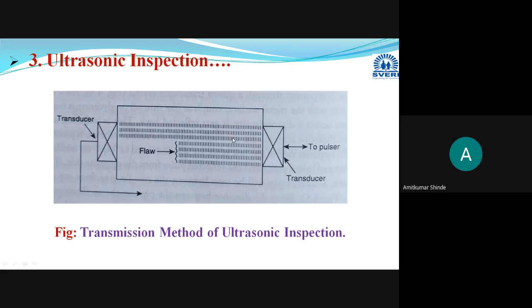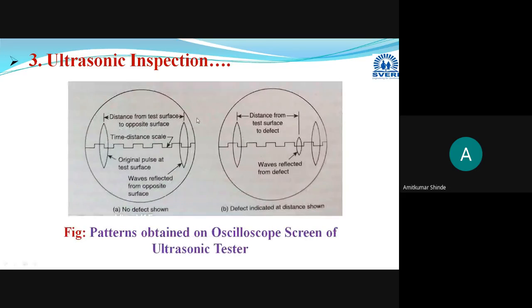Now, suppose there is an area where no defect is present. At that time, you will get a pattern of the same nature as that obtained in the pulse echo technique.